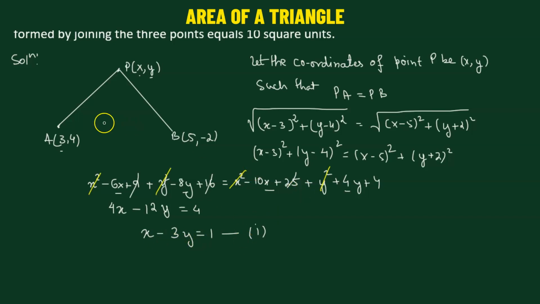Now it's given here that if we join point A and point B, we're going to get a triangle PAB. The area of this particular triangle is given as 10 square units. So we're going to use this fact to obtain the coordinate of point P.